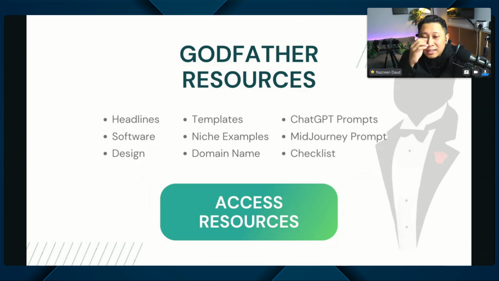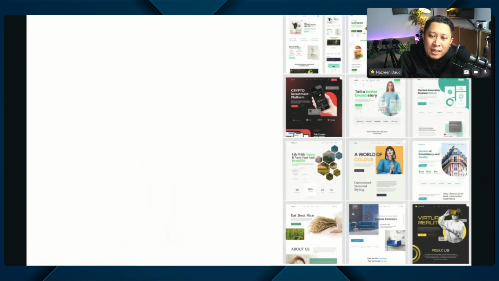So let's move on. This is what exactly I include in the Godfather resources: the headline, the software, the design, the templates. The templates is actually just one you can download. Then the niche examples, what exactly you can get yourself into, the domain name, ChatGPT prompts, the Midjourney prompts. This one you can ignore because I'll make an update. And last but not least, the checklist, where you can tick off once you are done with a certain part. Okay, so that's about it.